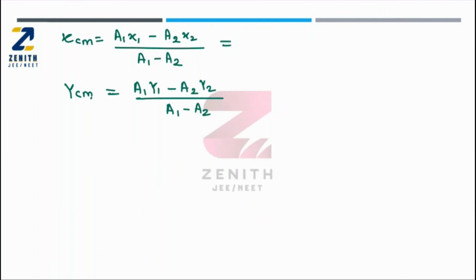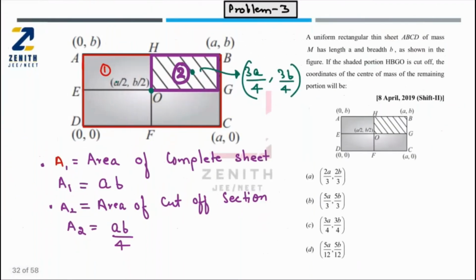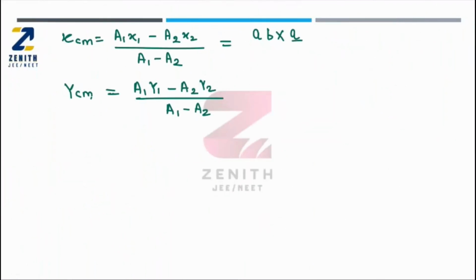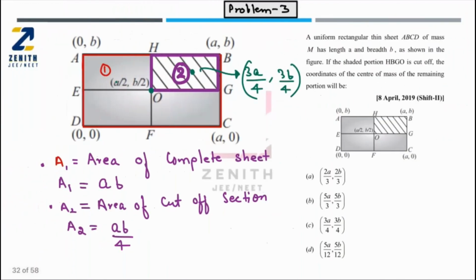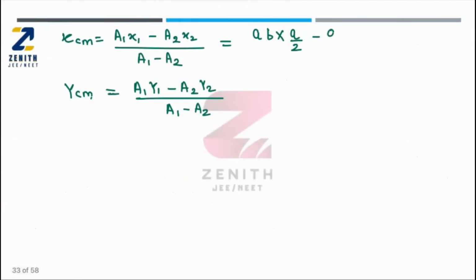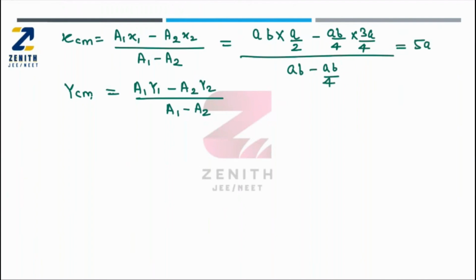Okay. So this is nothing but area is AB. X1, let me check, A by 2, B by 2. This is A by 2. A2 area is AB by 4 and 3A by 4. AB by 4 and 3A by 4 divided by AB minus AB by 4. Once you will solve, you will get 5A by 12.